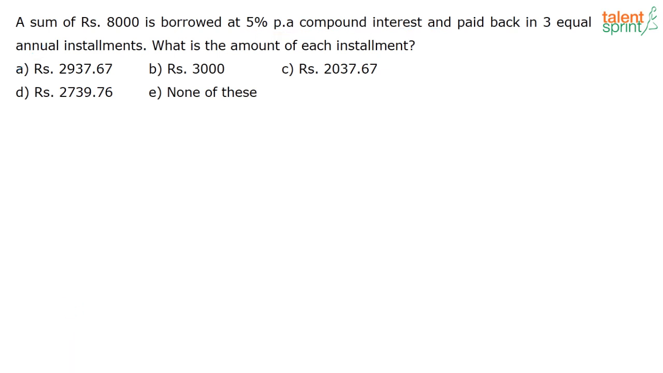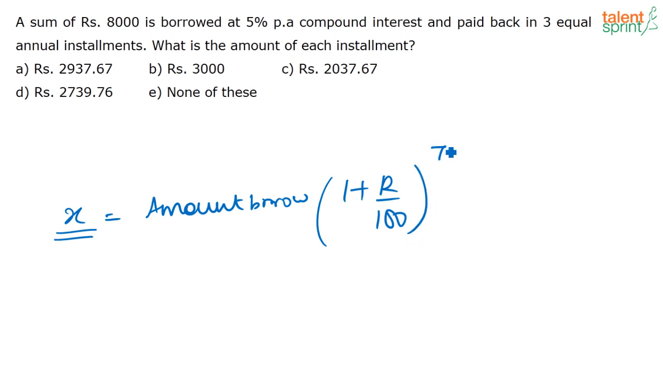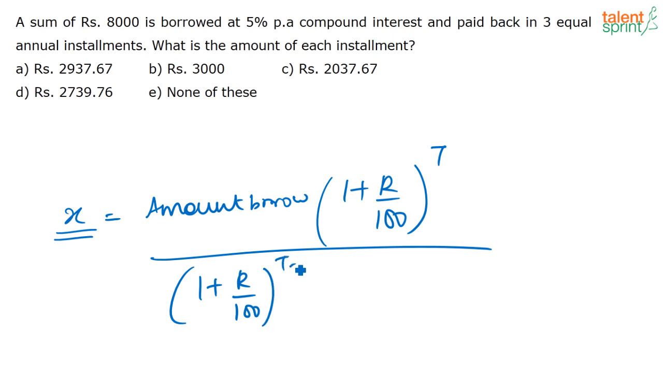I'll just write down the formula. Many of you might already be knowing it. So the formula for installment is this. See, your yearly installment, if it is taken as X, this X is written as the amount that you borrow, okay? Amount that you borrow into 1 plus r by 100 whole to the power t, divided by 1 plus r by 100 whole to the power of t minus 1, plus 1 plus r by 100 whole to the power of t minus 2, and so on till the power becomes 0 and you take the value as 1.